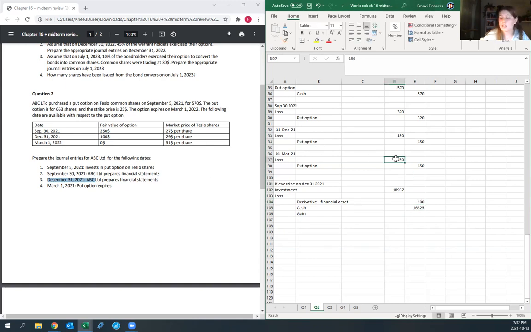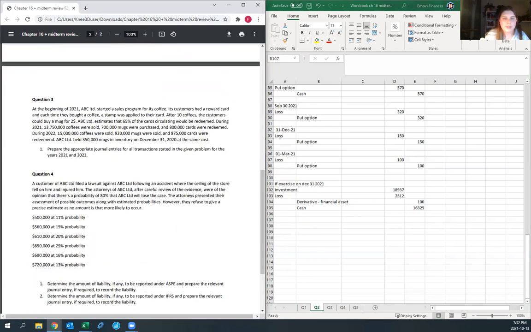Yes, you're right. It's $100. It's a loss of 100. Thank you for correcting me. And then you're going to have a loss of this amount minus this and this. So you have a loss of $2,512 if they exercise on December 31st, because the market price is $29 and the strike price is $25. So their strike price is lower than what they're trading at on that date.